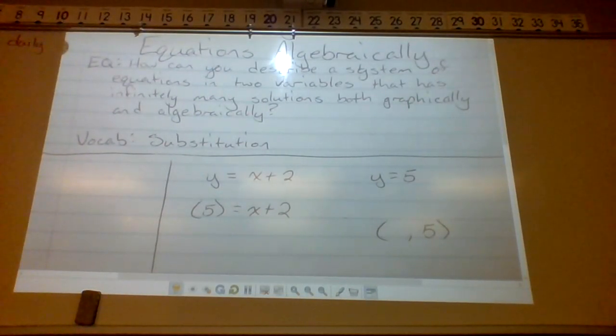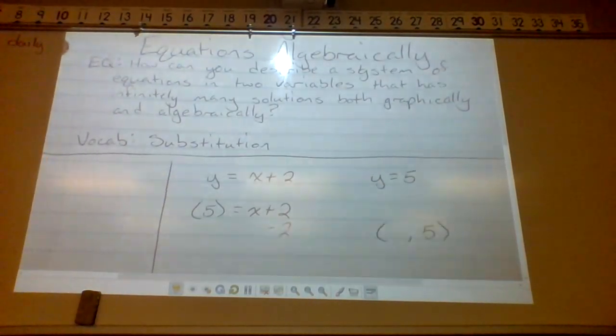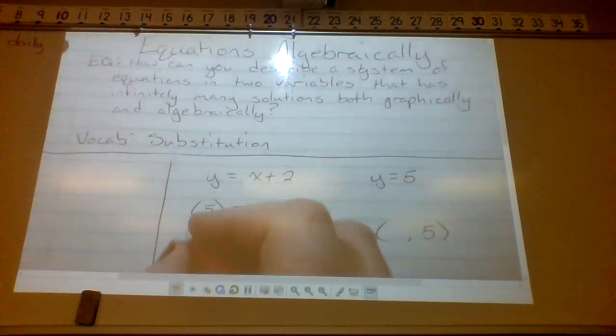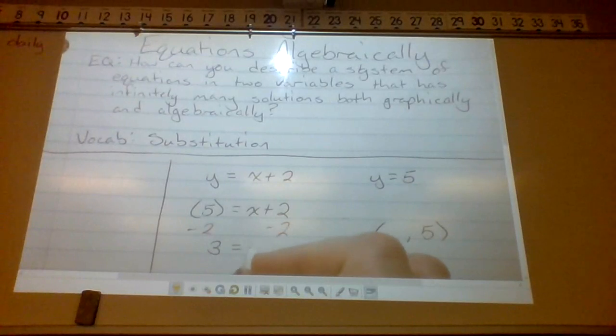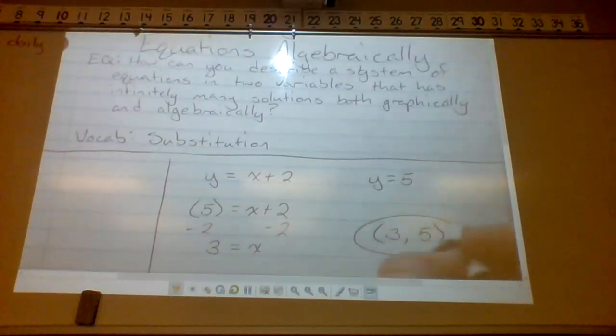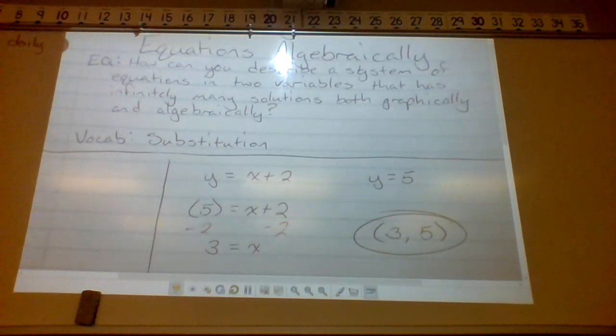Why subtract 2? Because there's a positive 2, so we are going to subtract 2. What you do to the right? So 3 equals x. There's your solution. That was pretty easy. So what happened?